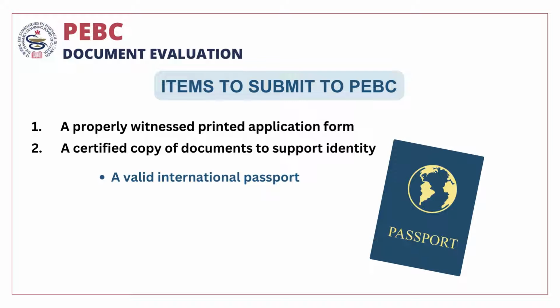A valid international passport, birth certificate, or Canadian citizenship card can be used as your primary identification document. If you're applying for immigration purposes, it is highly advisable to submit your international passport as your primary identification document. You can attach the identification page of your passport.